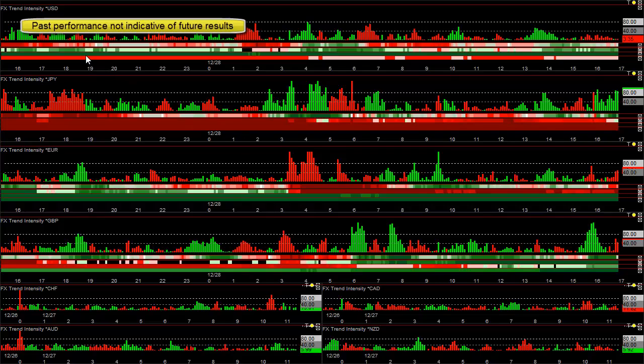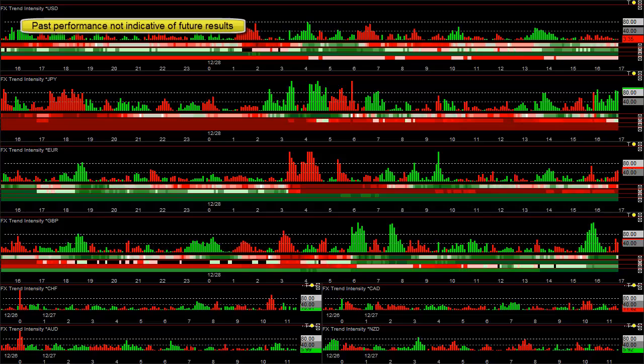The four most popular individual currencies that we trade as pairs are the dollar, yen, euro, and pound. Those are the most popular that pretty much everybody likes to trade. Either the dollar yen, euro yen, pound dollar, pound yen.